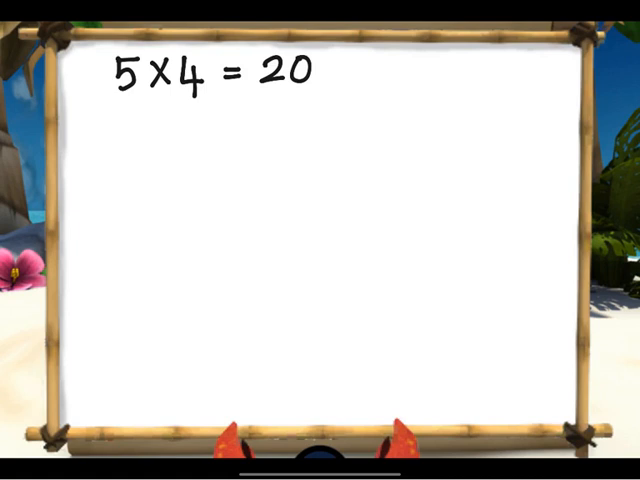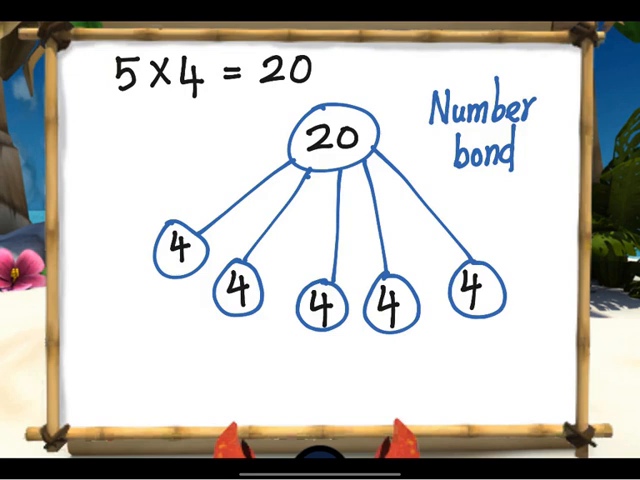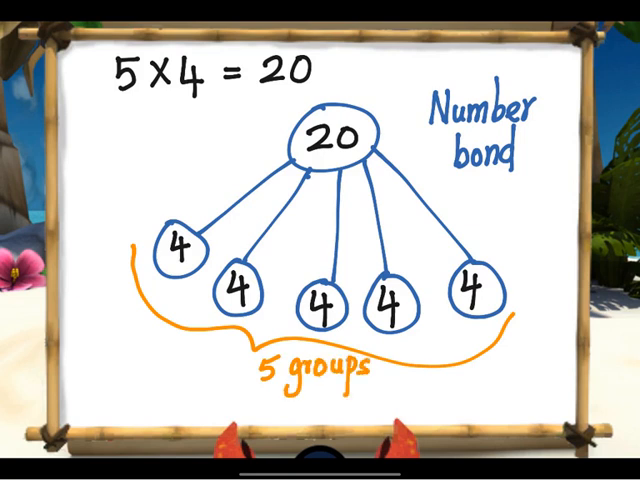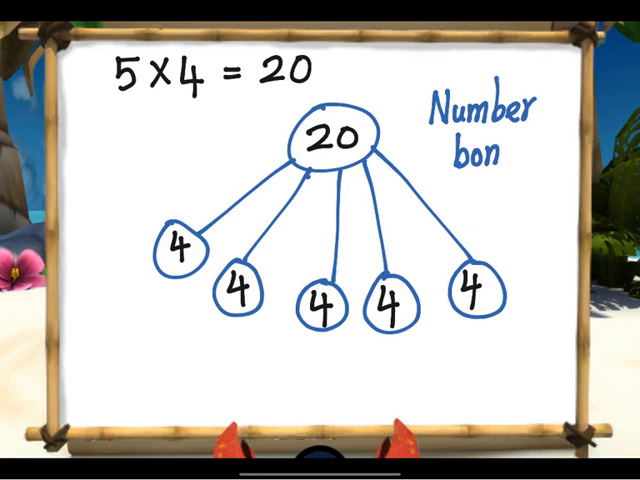4 times 6 equals 24. The number bond for the multiplication equation 5 times 4 equals 20 will be, so if you see here, there are 5 groups of 4, and the total is 20. 5 times 4 equals 20.